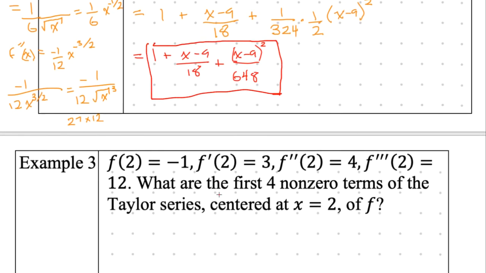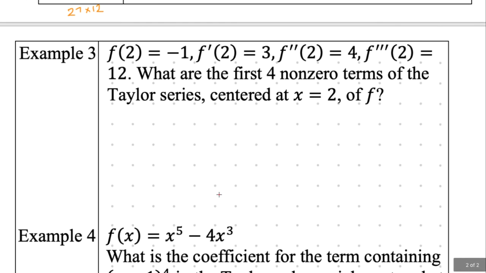Whew, all right, example number 3. Oh, it tells us the derivatives. Oh, this is going to be way easier. So it tells us the derivatives, and it's asking for the first 4 non-zero terms of the Taylor series centered at x is equal to 2. All right, well, the center is a little bit off. It's not at 0, so it is Taylor.